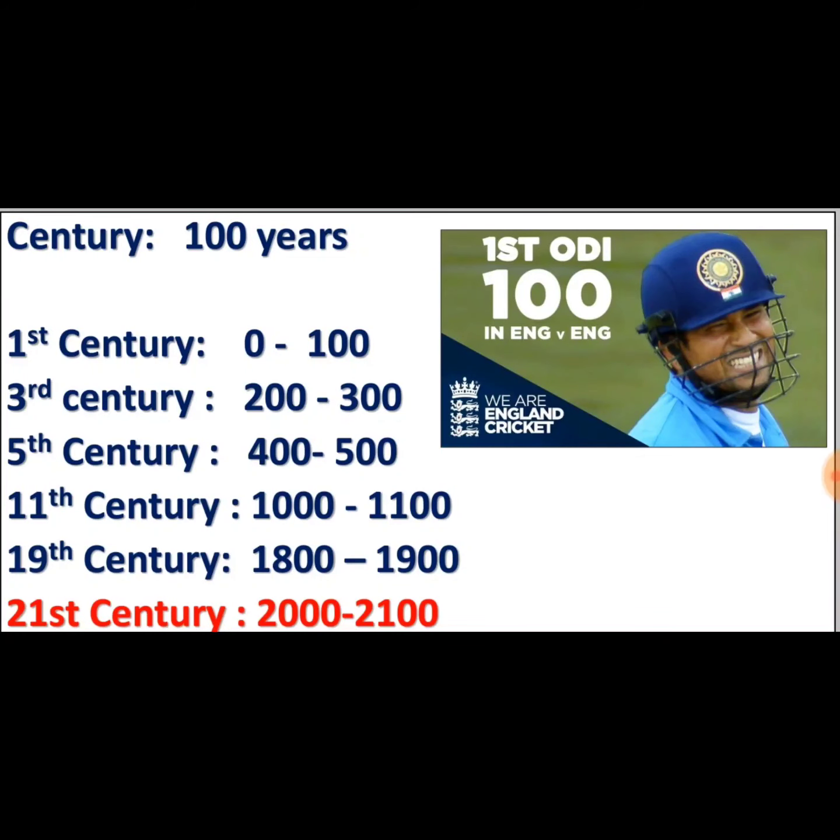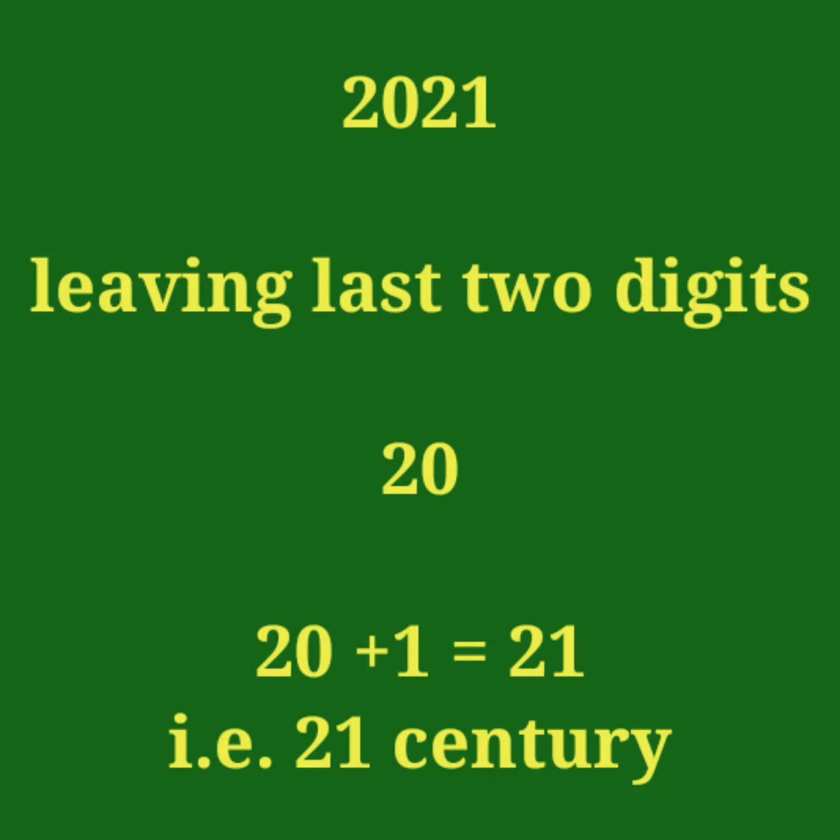Similarly, we are living in the year 2021. That is, we are living in the 21st century. To know the century of the year, you just have to leave the last two digits of the year you are living in and then add 1 to it. That is, the year 2021, remove the last two digits, 21, we get 20, plus 1 is 21. That is, we are living in the 21st century.